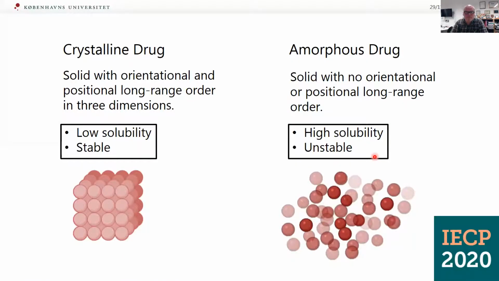So most drugs today, low molecular weight drugs anyway, show a too low aqueous solubility. So they belong to class 2 or 4 of the biopharmaceutics classification system. And one way of overcoming this too low aqueous solubility is by converting a crystalline form of a drug to an amorphous form.